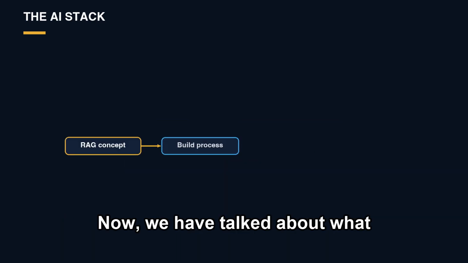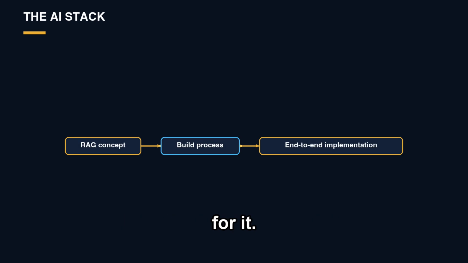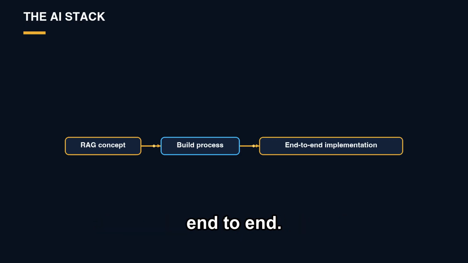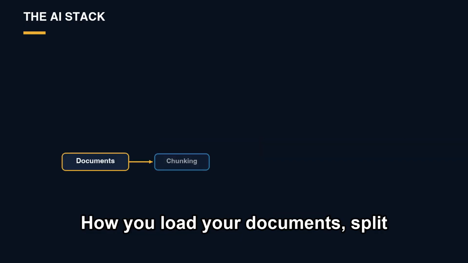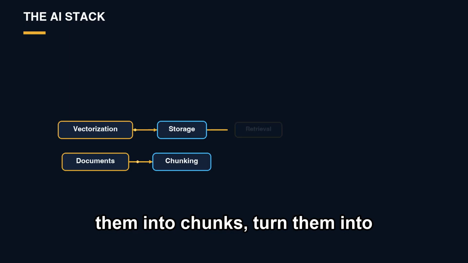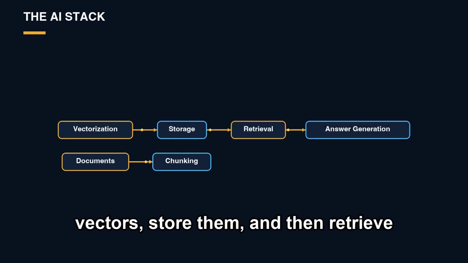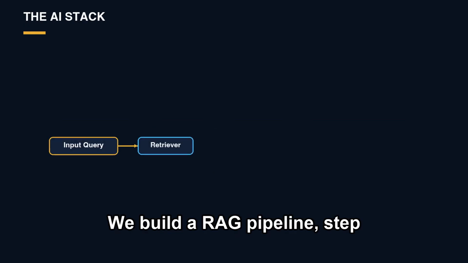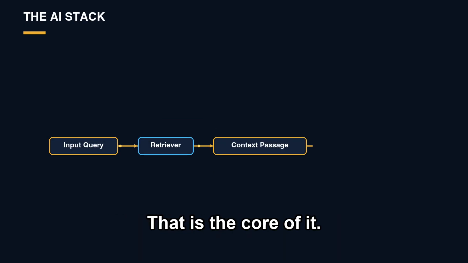Now, we have talked about what RAG is and when to reach for it. Next episode, we get our hands dirty and actually build the thing, end to end. How you load your documents, split them into chunks, turn them into vectors, store them, and then retrieve and answer at the moment a question arrives. We build a RAG pipeline, step by step. That is the core of it.